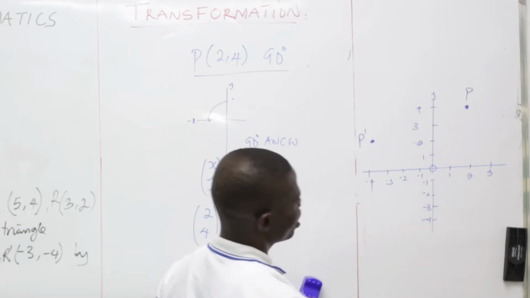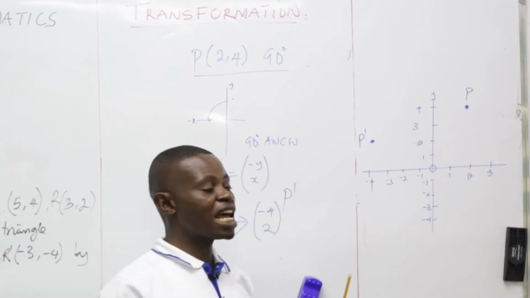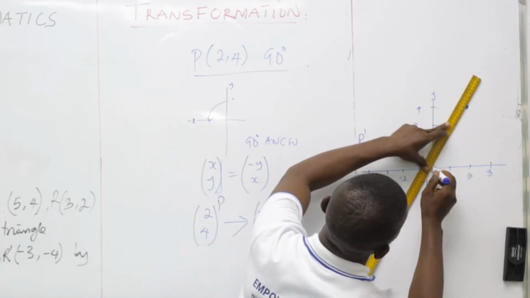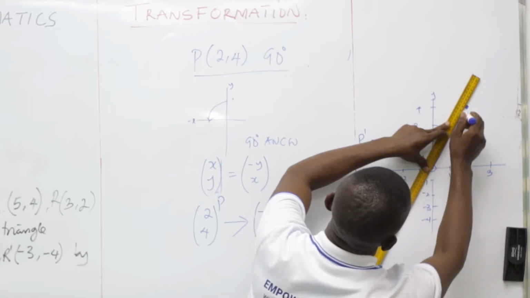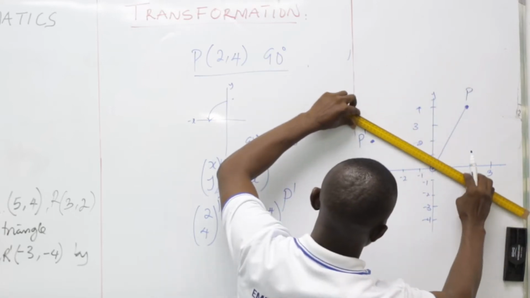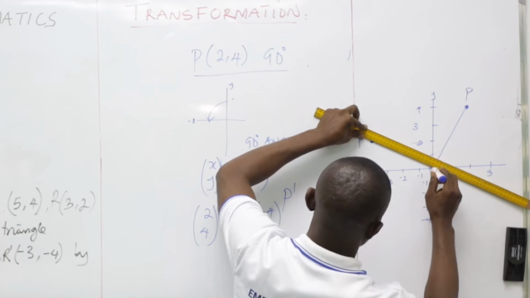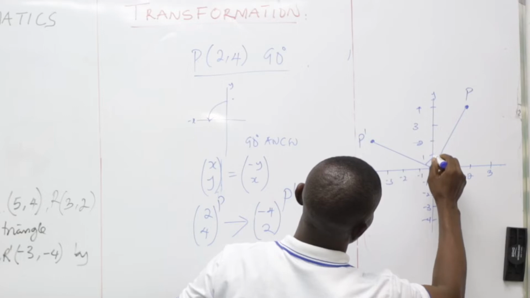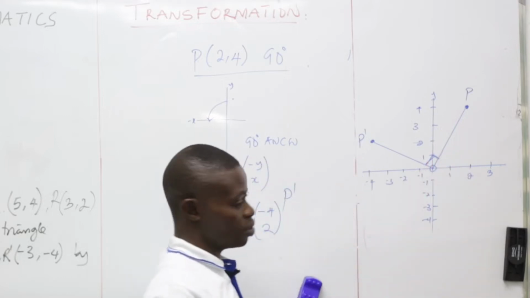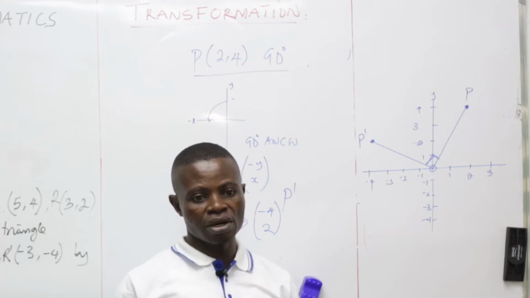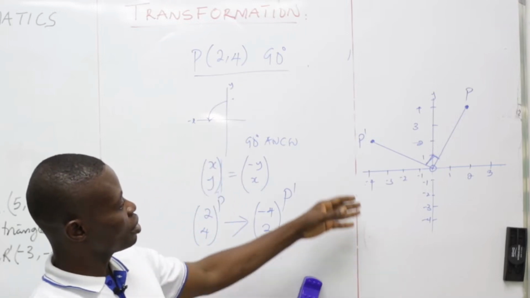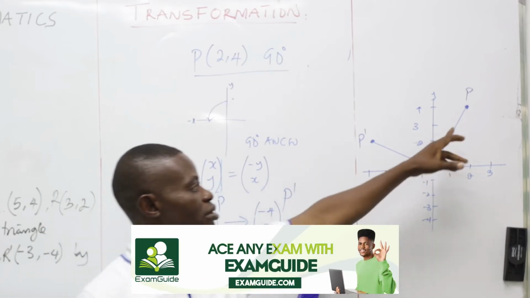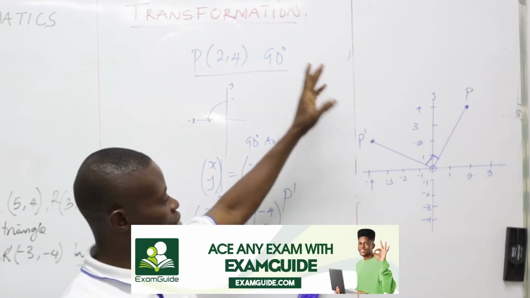P prime. Now remember, it is what? 90 degrees. Meaning it's going this way, from the point of origin. I want to show 90 degrees. Can you see that indeed the movement was 90 degrees anti-clockwise rotation? So that is it. You are done. This is the object, while this is the image.